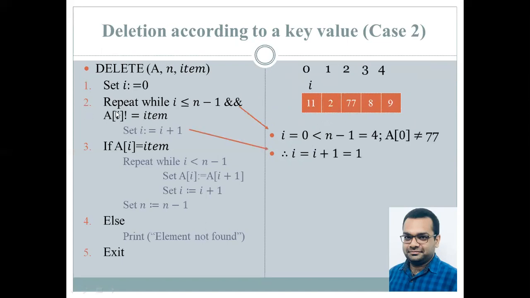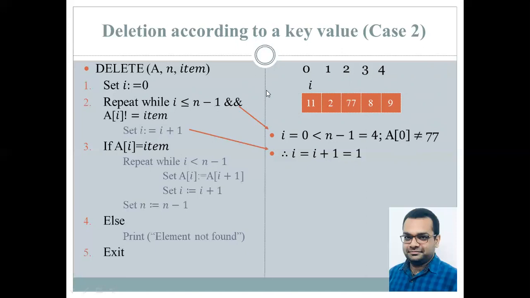Now, coming to the second statement, we are performing two checks over here: while I is less than or equal to n minus 1 and A of I is not equal to the item. Now, what is the meaning of these checks? So when I is less than or equal to n minus 1, the point is that you're starting with the first index and going on iterating through the array till the time we reach the last element.